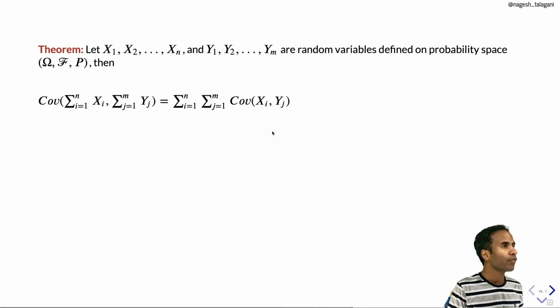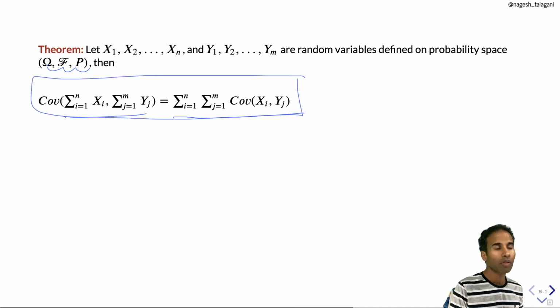Theorem: let x1, x2, so on, xn and y1, y2, so on, ym be random variables defined on the probability space omega script F comma P. Then covariance of summation i equal to 1 to n xi comma summation j equal to 1 to m yj is equal to the double summation of covariance of xi comma yj, where the first summation runs over the first index i from 1 to n, and the second summation runs over the second index j from 1 to m. This is the result. Okay, let's prove this.